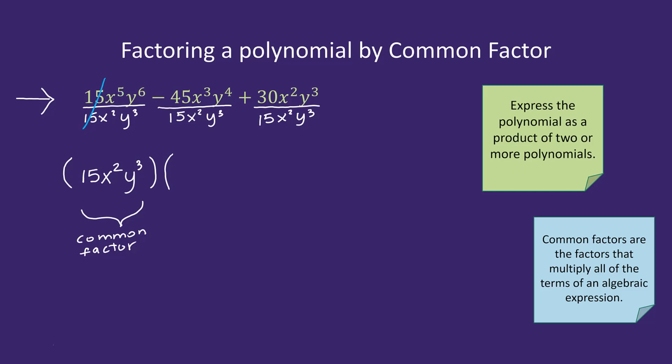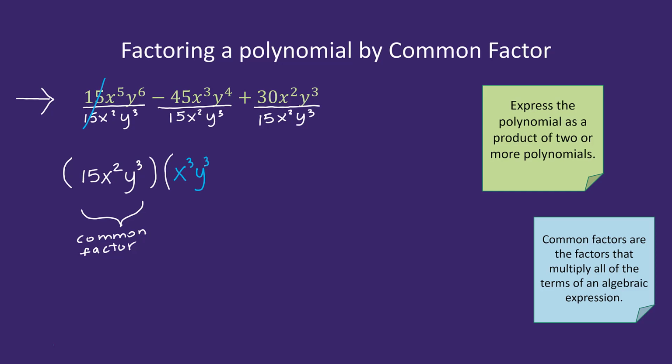So for the x, it's going to be x fifth power over x second power. 5 minus 2 gives us 3. So the result is x third power. Now, for y, 6 minus 3 is 3, so y third power. Okay, so that's the result of the division of the first term.